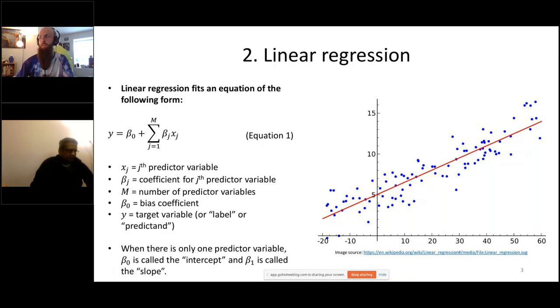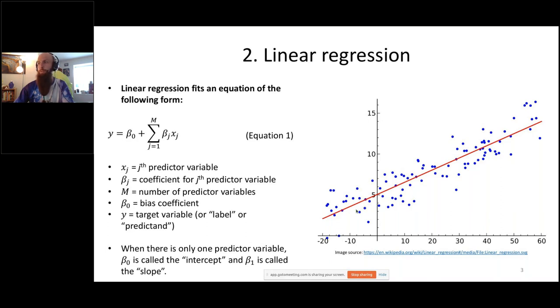The simplest type of linear regression is just univariate. That's the image you see on the right-hand side, which I just grabbed off Wikipedia. In the univariate case, you only have one predictor and one target variable. So you have an X and a Y, and usually you plot the X on the horizontal axis, the Y on the vertical axis, and then linear regression creates a line of best fit. X is the predictor for Y, which is your target variable, the thing you're trying to predict. But you can go more general with that.